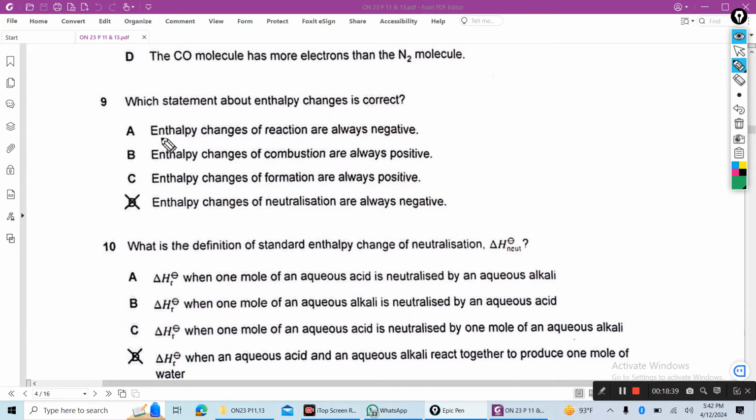Why is A wrong? Enthalpy changes of reaction are always negative. No, sometimes they may be positive. B. Enthalpy changes of combustion are always positive. No, sometimes they are positive, sometimes negative. Not true. Enthalpy changes of formation are always positive. No, it's negative formation. Number 10.